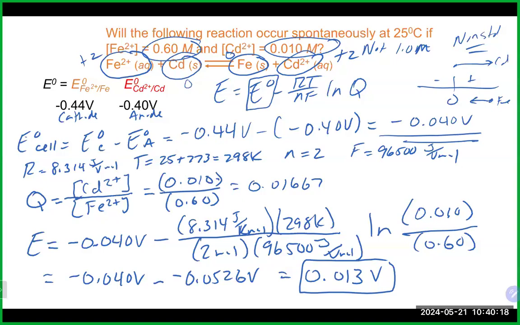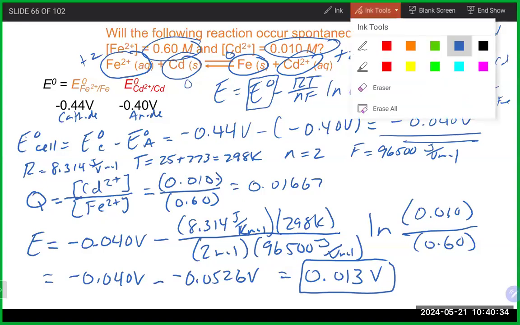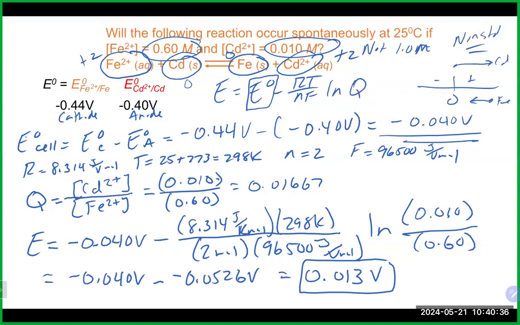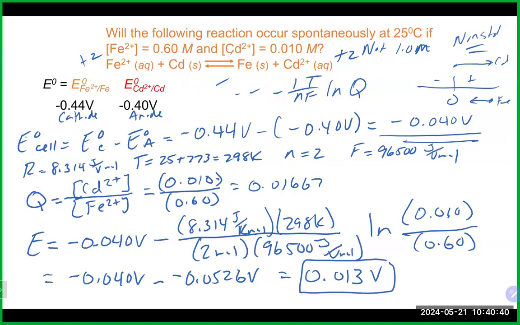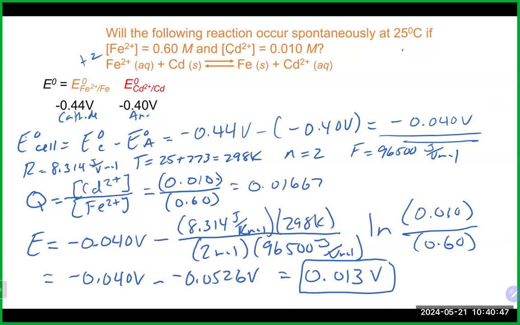Now, by playing with the concentration here, and in this particular case, having a greater concentration of iron versus cadmium, we were able to actually get a positive voltage, right? Now, out of curiosity, if we switch things around, and what I mean by switching things around is we're just going to switch the concentrations.